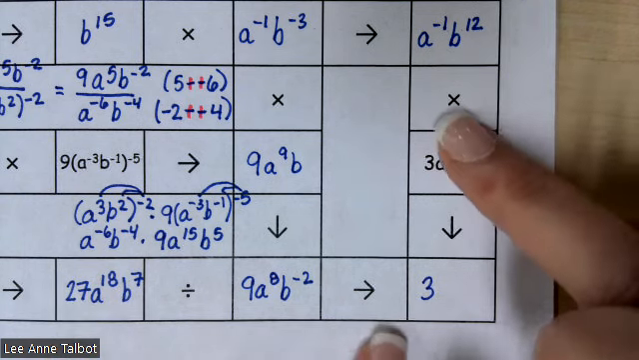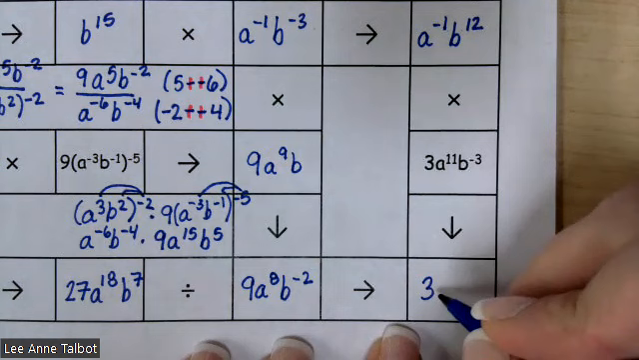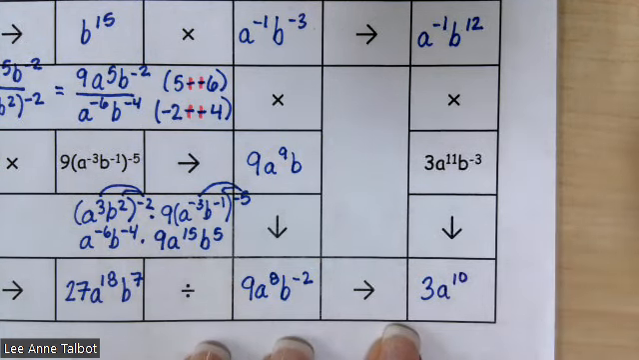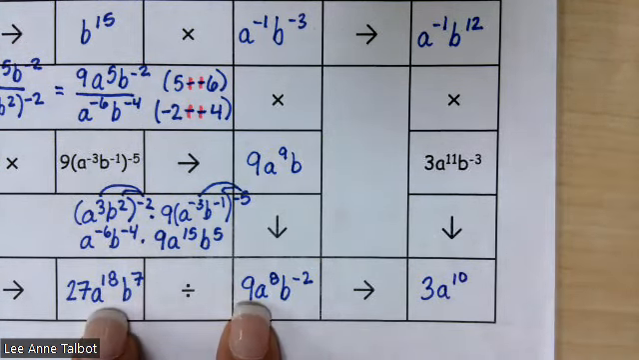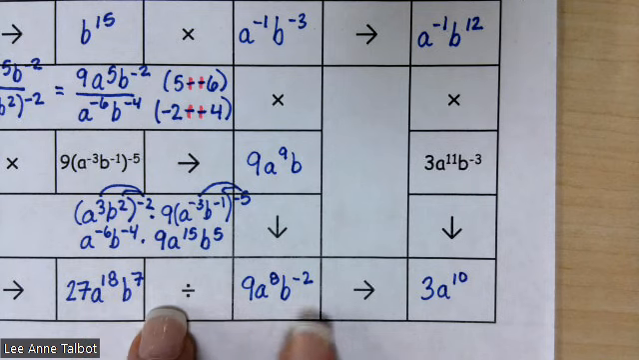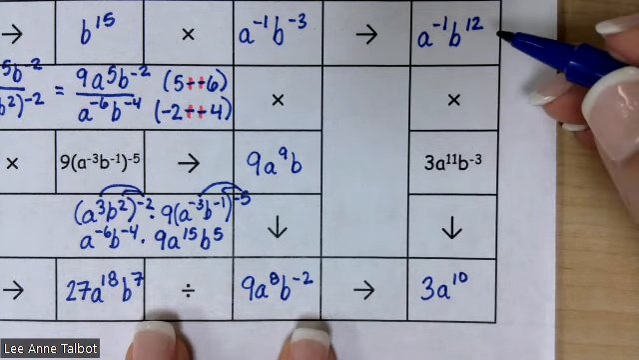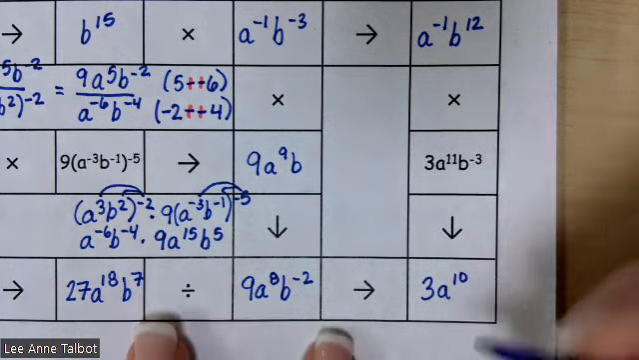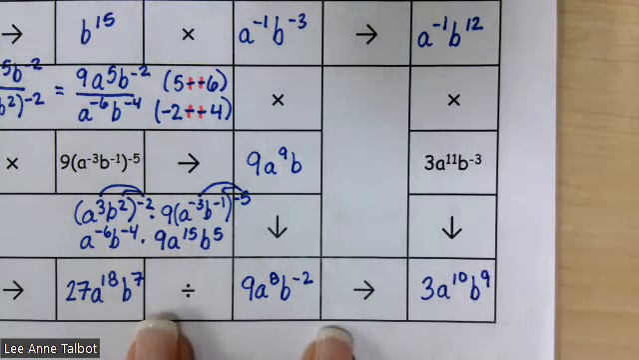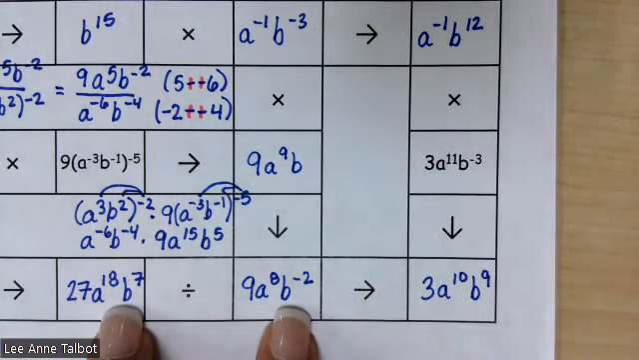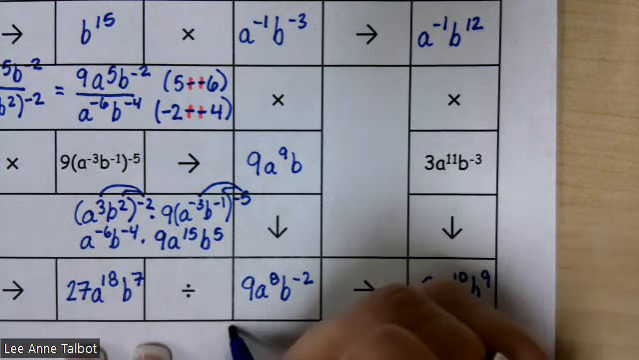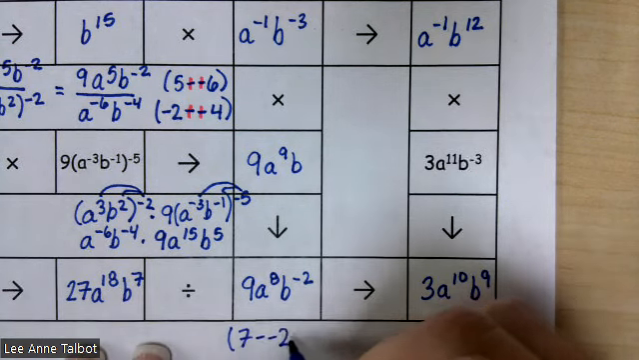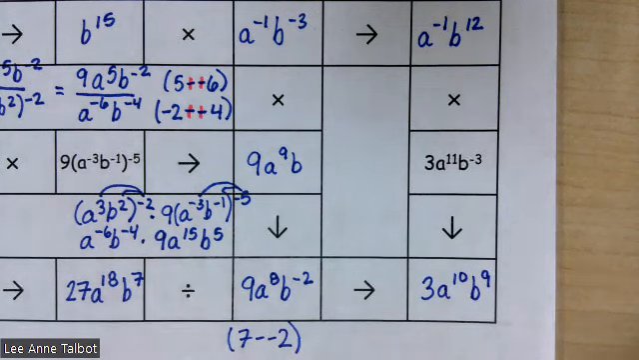Okay, add. So -1 plus 11 is 10. Does 10 make sense for this division? Yeah. Okay, and then 12 plus -3 is 9. Does 9 make sense here? 7 minus -2 is 9. Oh man, that was a lot.